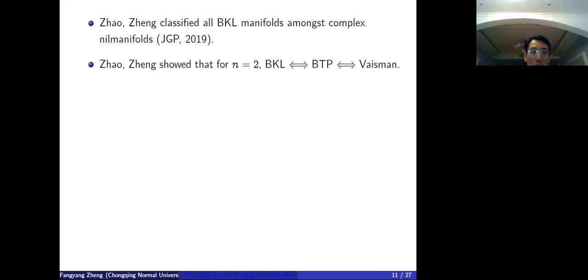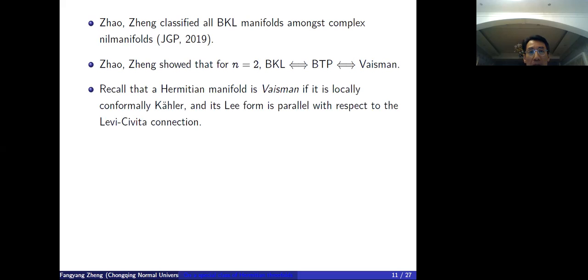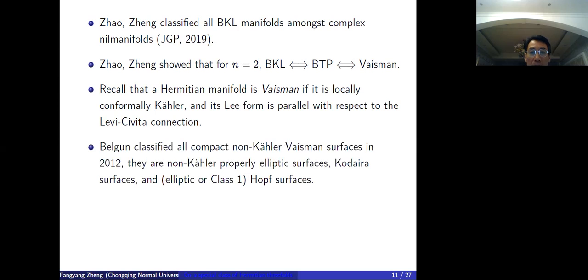So in dimension 2, the situation is rather simple. Namely, BKL and BTP are equivalent in dimension 2. And also they're equivalent to a special kind of locally conformally Kähler, called Vaisman. So Vaisman means locally conformally Kähler, but its Lee form is parallel with respect to the Levi-Civita connection. So it's a special kind of locally conformally Kähler. And Belgun gave a beautiful classification theorem in 2012. So basically he classified all the compact non-Kähler Vaisman surfaces.